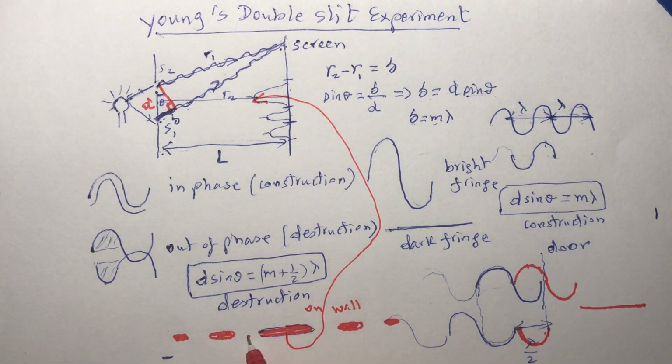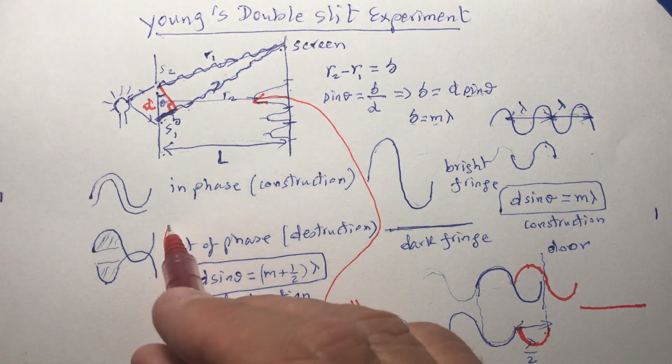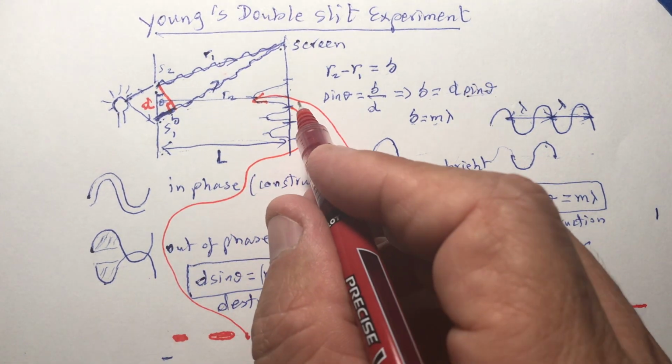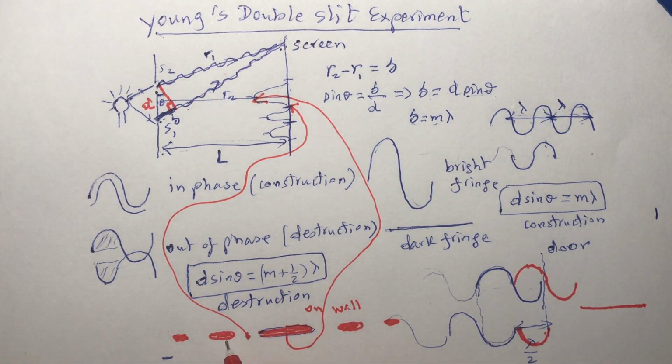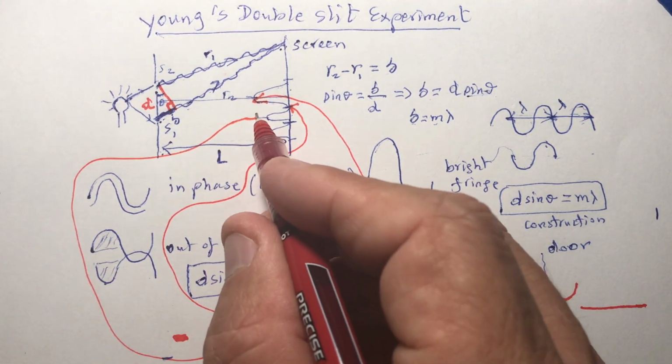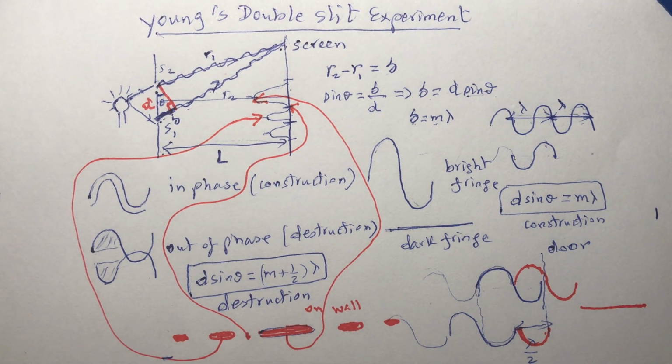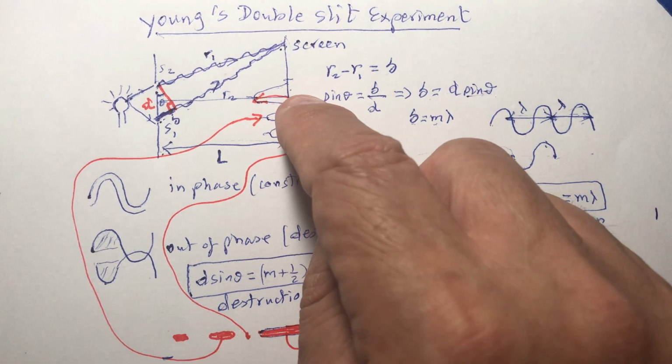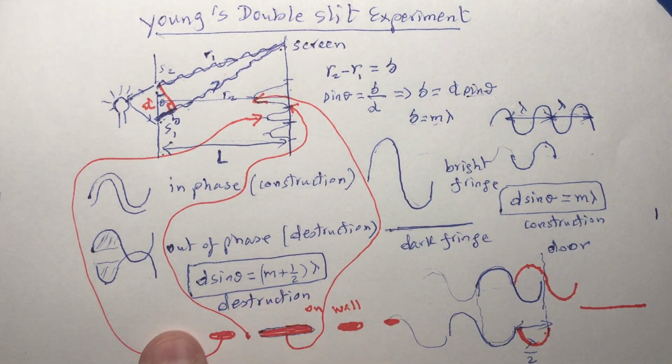So this bright fringe in the middle is this one. This dark fringe here is this one. This bright fringe here is that one. Okay? So you get bright, dark, bright, dark, bright, dark. Keep bright, dark. So that's what you see on the wall.